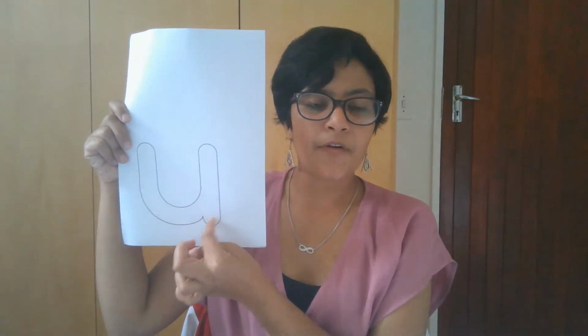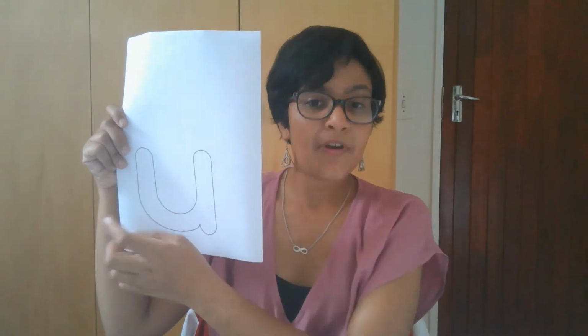U for umbrella. So this is how our U looks. When we write it, we start here. We go down and around, up and down. Down and around, up and down. One more time, say it with me. Down and around, up and down.